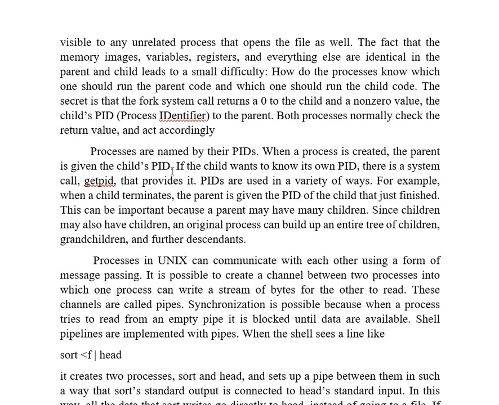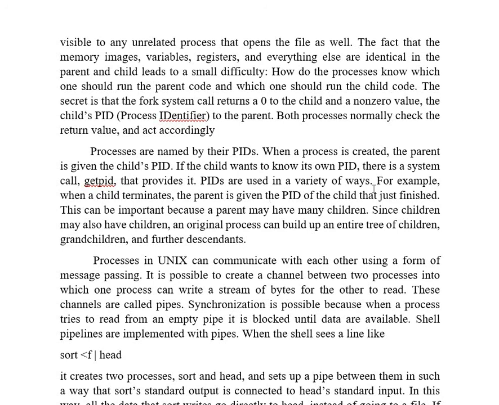These processes are named by their PID. PID stands for process identifier. When a process is created, the parent is given the child's PID. If the child wants to know its own PID, there is a system call called getpid that provides it.